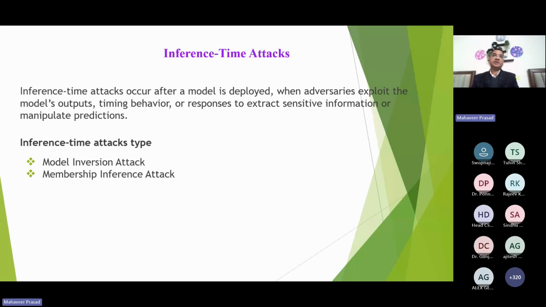Now the next one is the inference time attack. So far we were discussing a lot of attacks, and this attack is a little bit different. This attack is done after deployment, when adversaries exploit the model's output, timing behavior, or responses to extract sensitive information or manipulate predictions. This attack could be of two types: model inversion attack and membership inference attack.